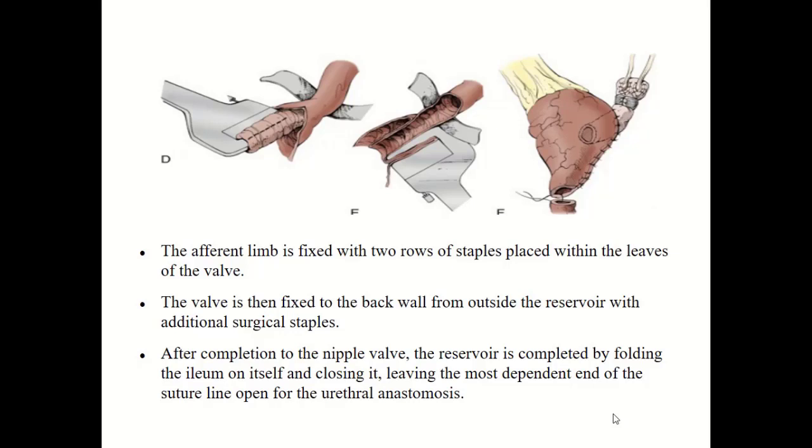After completion of the nipple wall, the reservoir is completed by folding the ileum on itself and closing it, leaving the most dependent end of the suture line open for the urethral anastomosis.